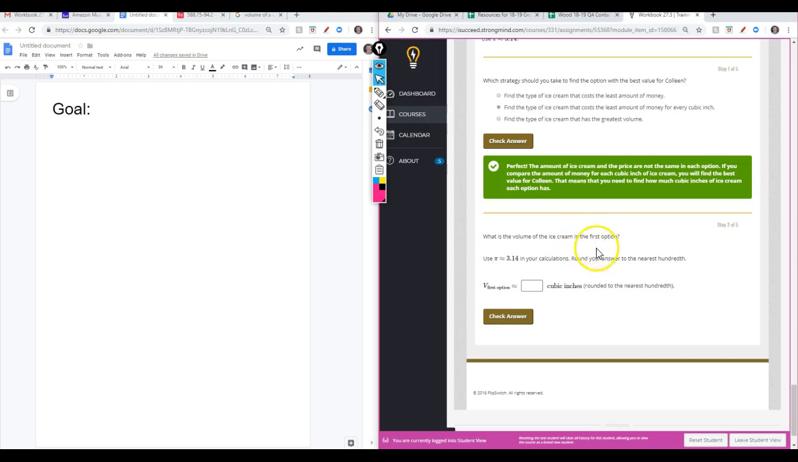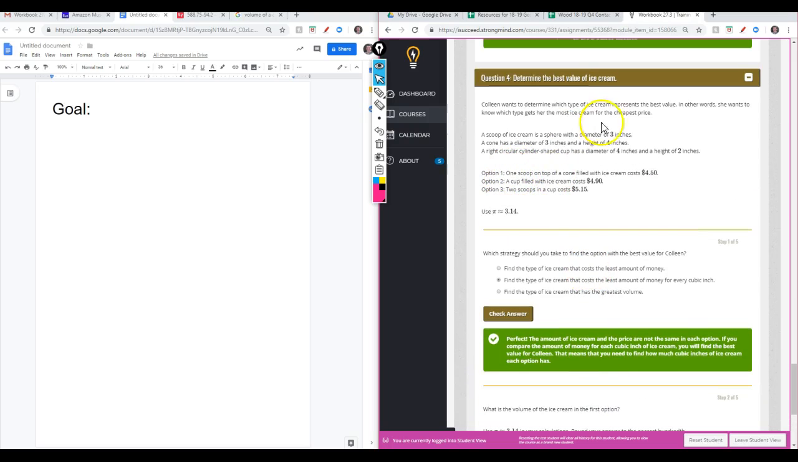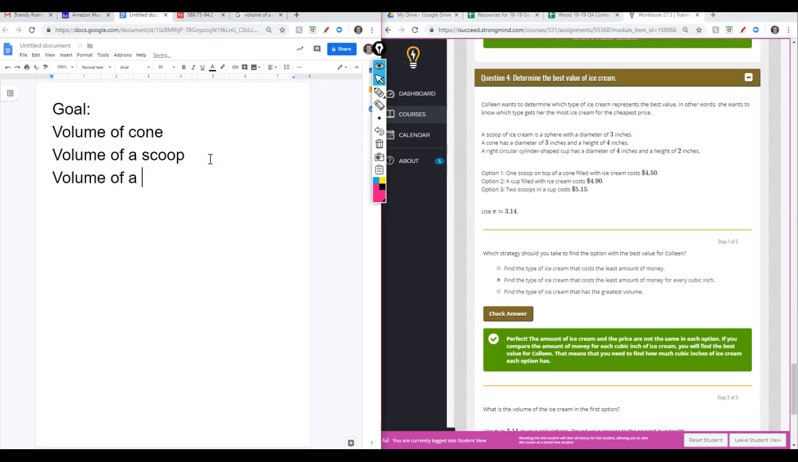So what is the volume of the ice cream in the first option? The first option is one scoop on top of a cone filled with ice cream. So let's just find the volume of the cone and the volume of a scoop first, because those are the basic units of these options: 1 scoop or 2 scoops or a cup. So we'll do the volume of a cup.